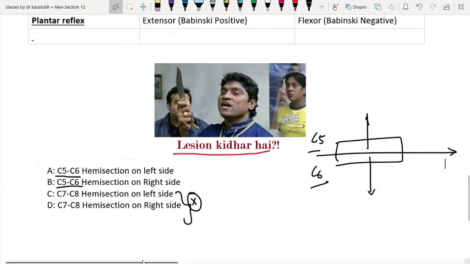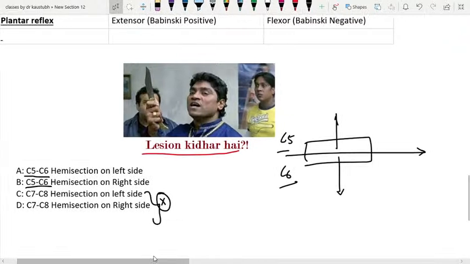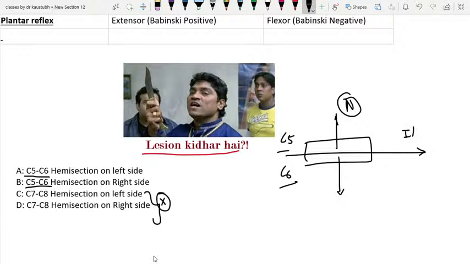The same thing we are going to draw here, right? Above the level everything will be normal, we cannot see anything related to that, and it's not of importance to us. At the level C5 C6, what would you get? Ipsilateral element, right? And we are seeing that we are having element on the right side, so definitely this has to be the ipsilateral, means it has to be right side. So till now I know my option which is correct is option B, that is C5 C6 hemisection on right side.